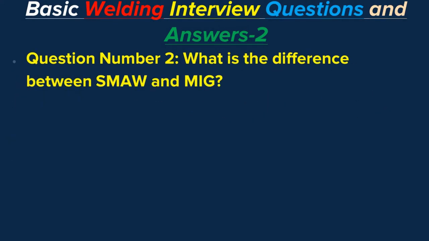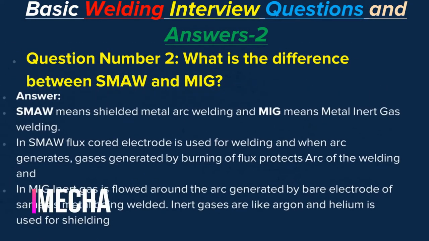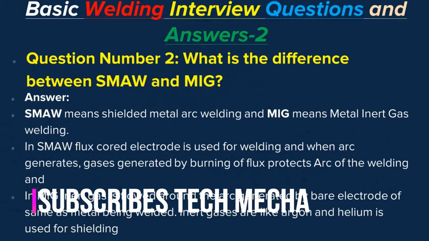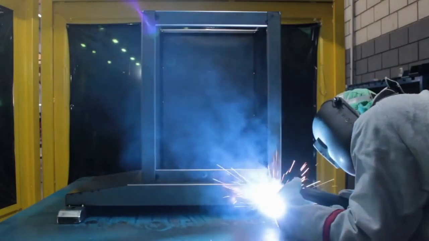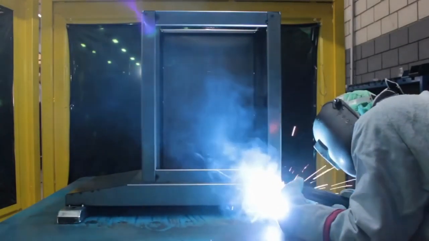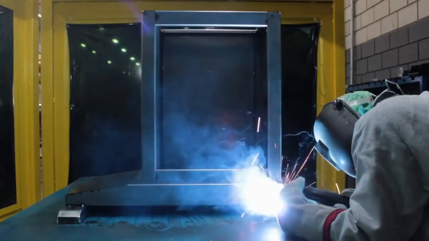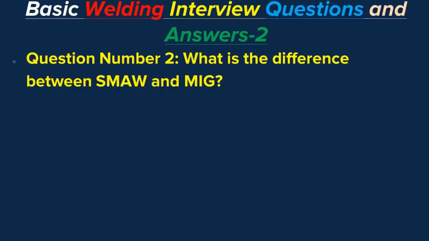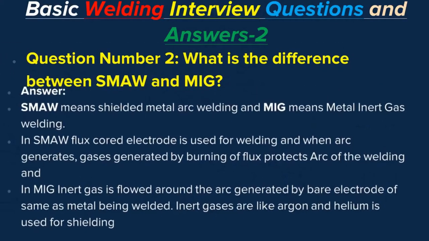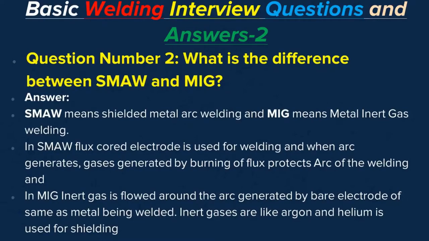Question number 2. What is the difference between SMAW and MIG? Answer. SMAW means shielded metal arc welding and MIG means metal inert gas welding. In SMAW, a flux coated electrode is used for welding, and when the arc is generated, gases generated by burning of flux protect the arc of the welding end. In MIG, inert gas is flowed around the arc generated by a bare electrode of the same metal as that being welded. Inert gases like argon and helium are used for shielding.